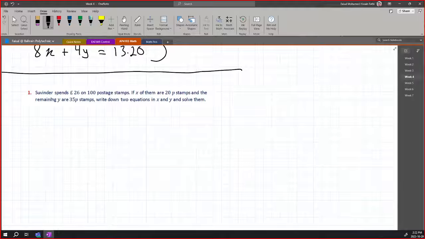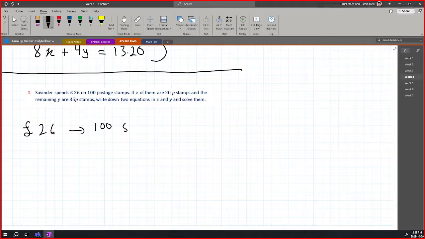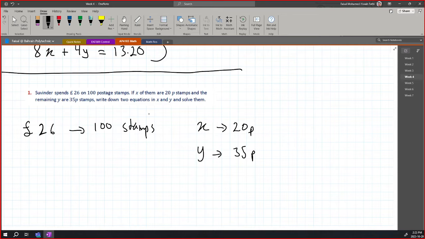Savinder spends 26 pounds on 100 postage stamps. He bought 100 stamps and spent 26 pounds on them. If X of them, a specific number of them that we do not know, are 20p, and the remaining, a number Y, are 35p, write down two equations in X and Y and solve them.